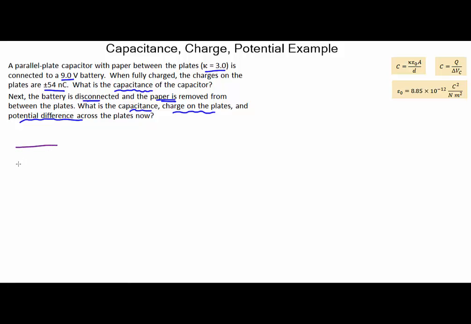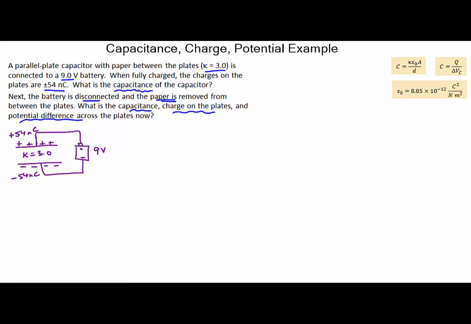So let's say here's our parallel plate capacitor. It's got a dielectric between the plates that's got a dielectric constant of 3.0. And it's connected and fully charged by a 9-volt battery. And it also tells us that the charges on the plates are these values. So I've got positive charges on the top plate because that's the positive end of the battery. The negative end of the battery is at the bottom, so the negative charges will be on the bottom plate. And this plus or minus 54 nanocoulomb simply tells us that on the positive plate we've got plus 54 nanocoulomb, and on the negative plate we've got minus 54 nanocoulomb.